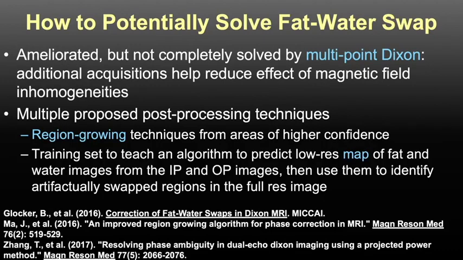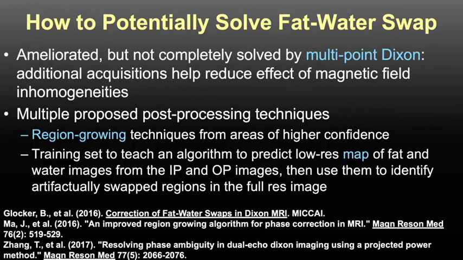but it does not completely take care of it. So there are, in fact, multiple proposed post-processing techniques that are being researched to try to address this after you have acquired those in-phase and out-of-phase images. They include region-growing techniques from areas of higher confidence. So if you know one voxel is fat, you can then try to use all these fancy computational techniques to determine if the voxels around it should also be fat, and vice versa.